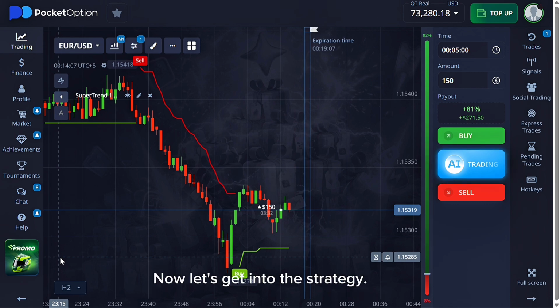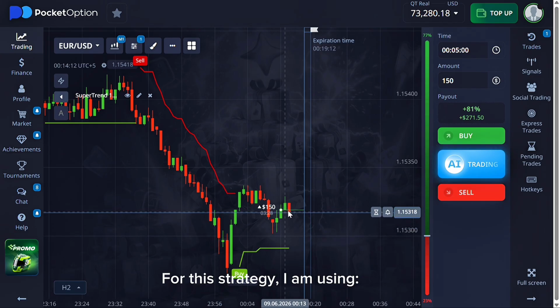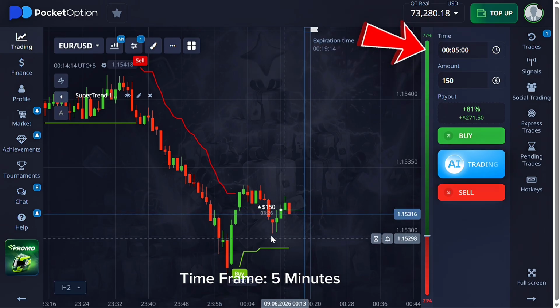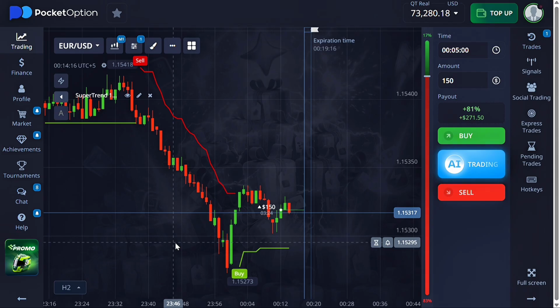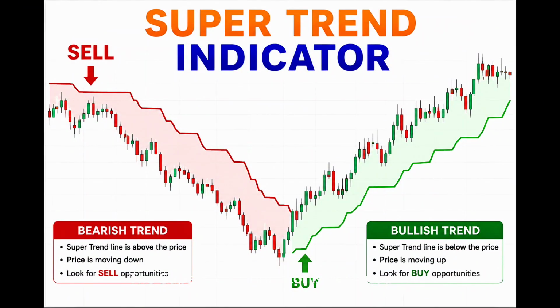Now let's get into the strategy. Strategy setup. For this strategy, I am using time frame 5 minutes. The Super Trend indicator is designed to help traders identify the current market trend. It changes color and position based on price movement, making it easier to understand whether buyers or sellers are controlling the market.